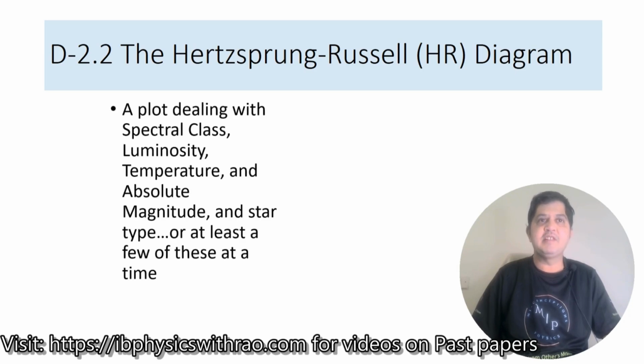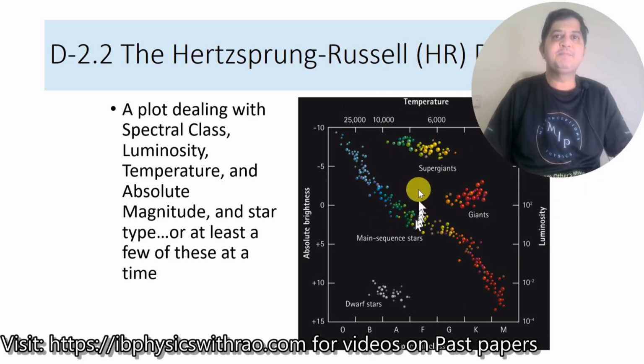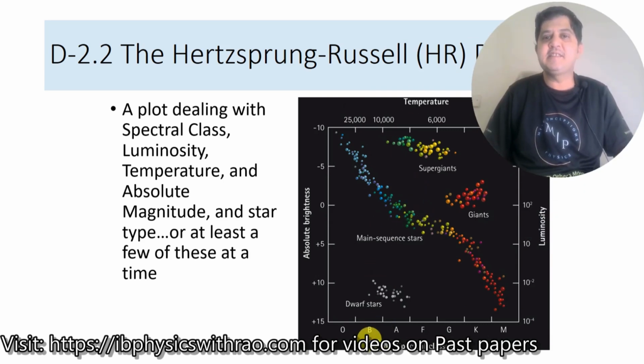Now let us look at the HR diagram. The HR diagram shows you something like this. On the x-axis you have spectral classes. There are several spectral classes which have been shown over here. And on the y-axis, there is not only one y-axis, there are two y-axes as shown over here. One is absolute brightness on this side, and you have luminosity on the other side. And then you have temperature over here.